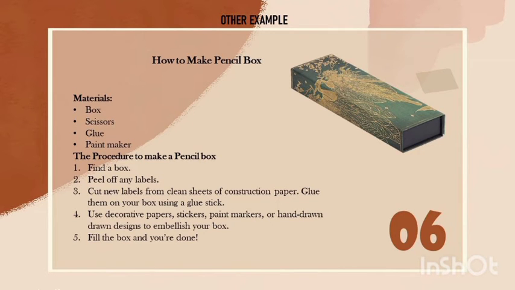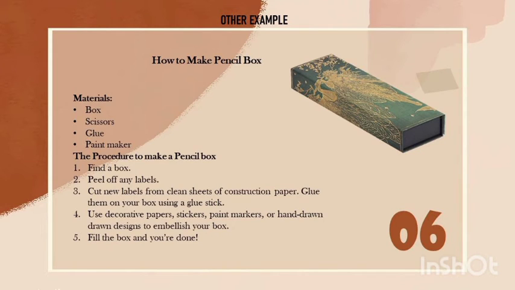And this is the second example of procedure text. How to make a pencil box. Materials: box, scissors, glue, and marker pen. The procedure to make a pencil box. First, find a box and then peel off any labels.